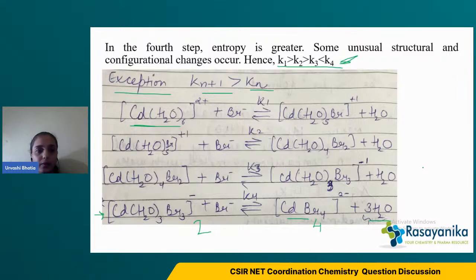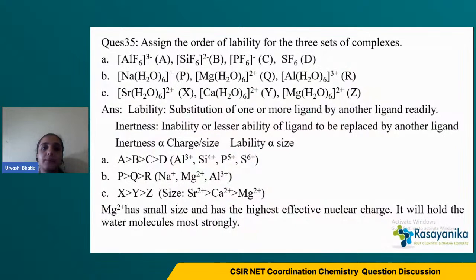Okay, so this one is done. Okay, so this is a question. Assign the order of lability for the three sets of complexes. These three sets are given to us. We have to tell about the lability and inertness. Yesterday also I included one question, I guess, from this topic. So these are the complexes that are given: AlF6 3 minus, SiF6 2 minus, PF6 minus, SF6.